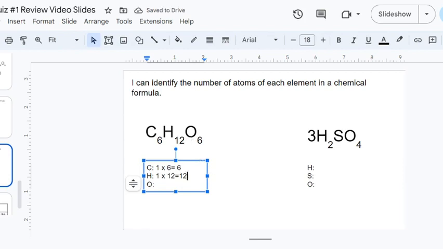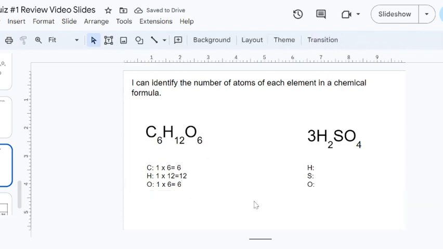Lastly, let's look at the oxygen. The coefficient, the large number in front, is 1 times the subscript, the small number that comes after the O, is 6. So we have 1 times 6, or 6 atoms of oxygen in that formula.